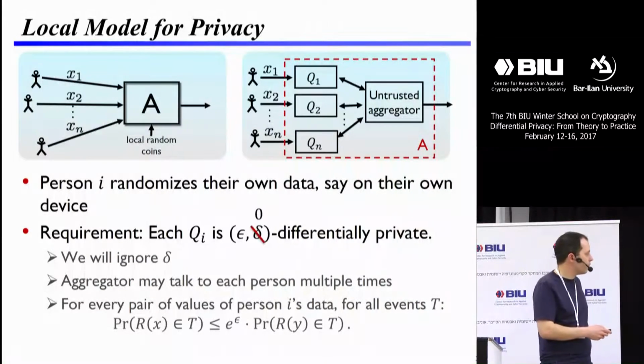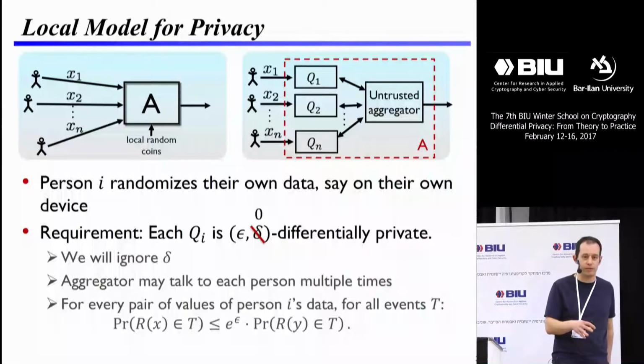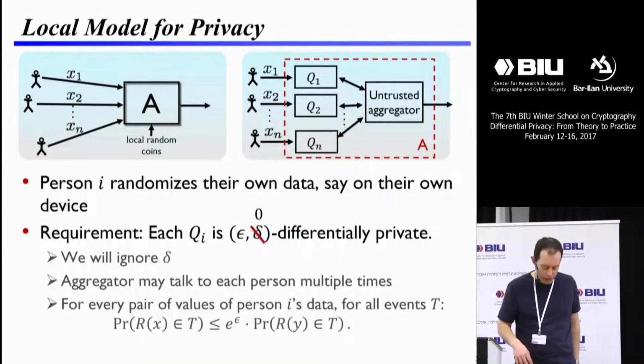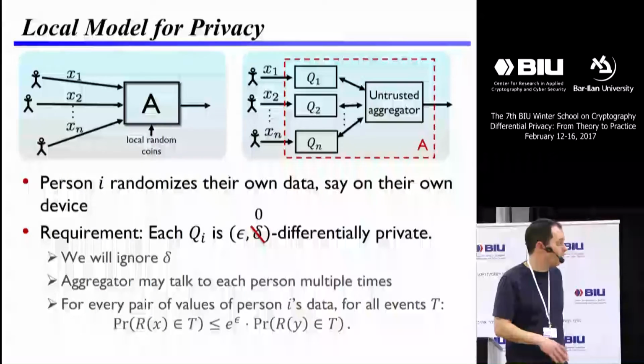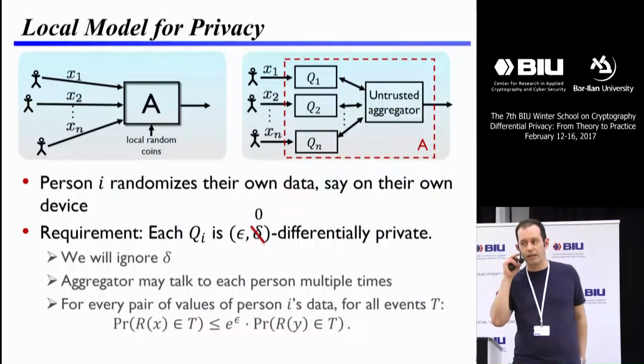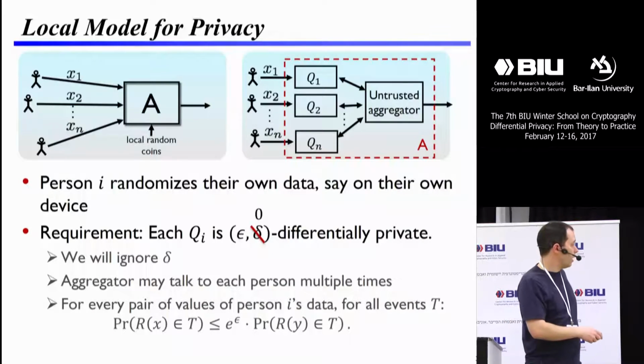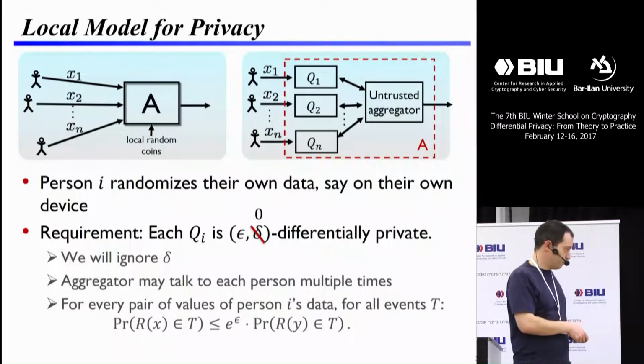Now, for the talk, I'll ignore the role of delta, so I'll be talking about epsilon, 0 differential privacy for this entire talk. One of the nice things is that's essentially without loss of generality in this local model. In this local model, one can argue that the delta doesn't really buy you anything, unlike in the central model where it can make a huge difference.